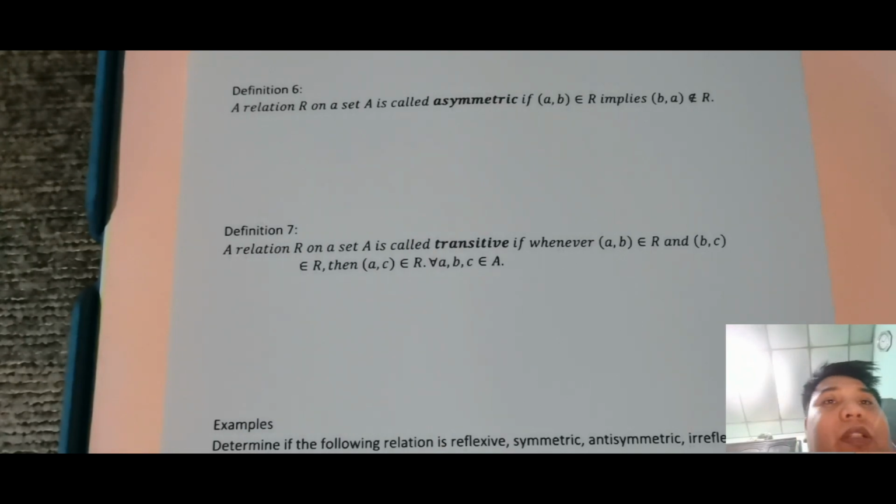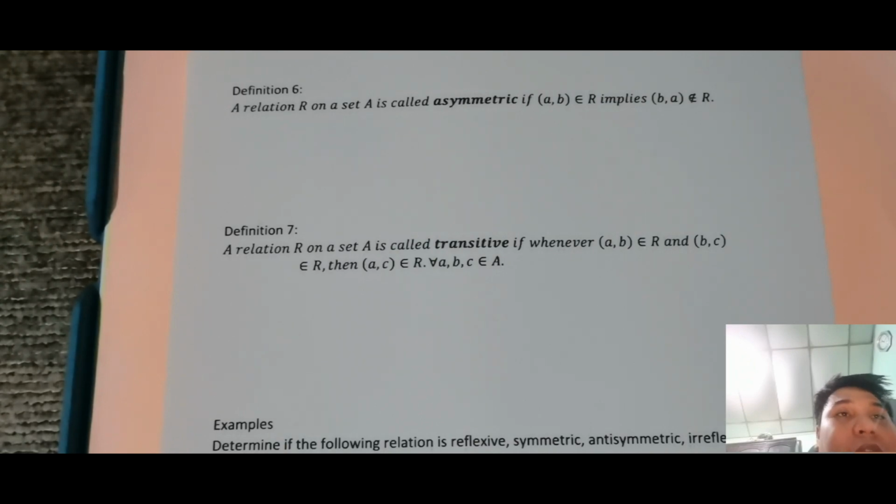Okay, so let's have definition number 6. A relation R on a set A is called asymmetric. Again, may symmetric, anti, ito naman asymmetric. A relation R on a set A is called asymmetric if (A, B) is an element of R implies (B, A) is not an element of R. So, anong pinagkaiba kay symmetric? Si symmetric, ang gusto, nandun yung opposite niya. Kung andun si (1, 2), dapat nandun si (2, 1). Si (1, 1) ay ine-execute niya yung property ng symmetric. Ngayon, ano naman si asymmetric? Kung andun si (1, 2), dapat wala dun si (2, 1).